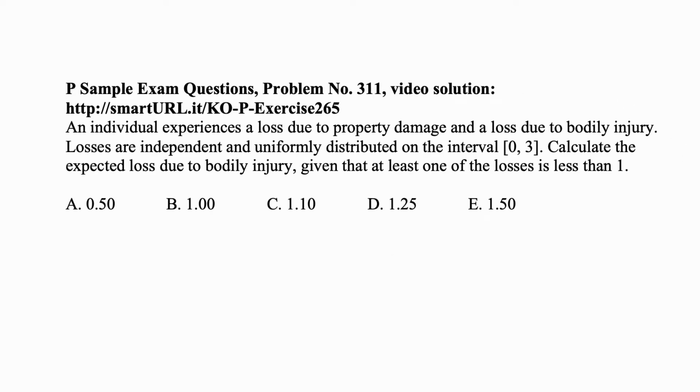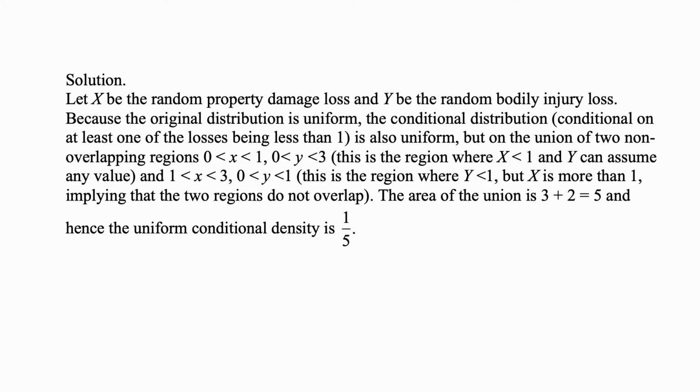Here's a problem for today for exam P on probability. An individual experiences a loss due to property damage and a loss due to bodily injury. Losses are independent and uniformly distributed on the interval from 0 to 3. Calculate the expected loss due to bodily injury given that at least one of the losses is less than 1.